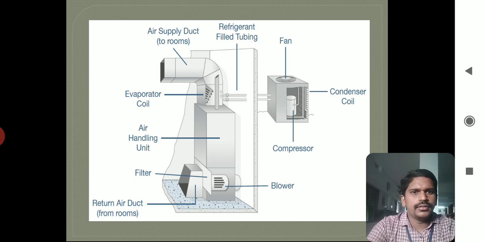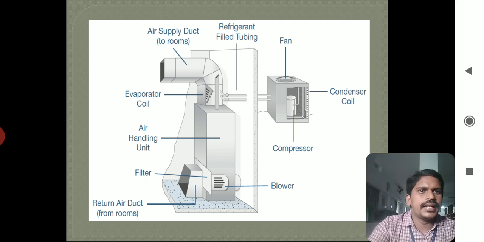Look at the diagram. Air duct from the rooms. We have to observe the return air ducts and blower. Then it goes to the air handling unit, and then you can observe the evaporator coil and the air supply duct to the room. That is the final unit, whose output goes into the fan.